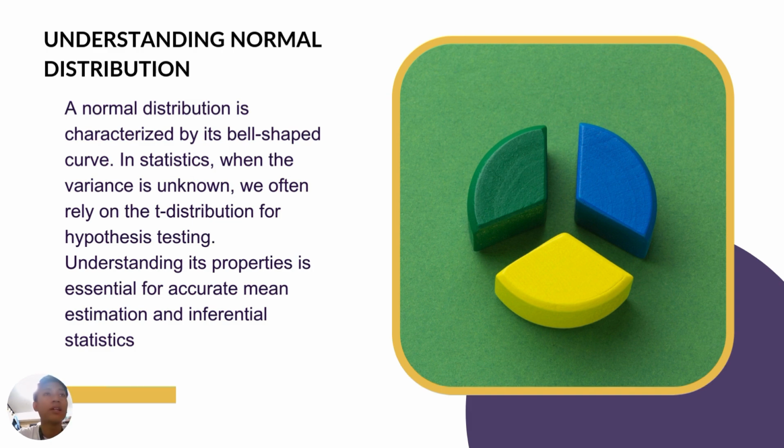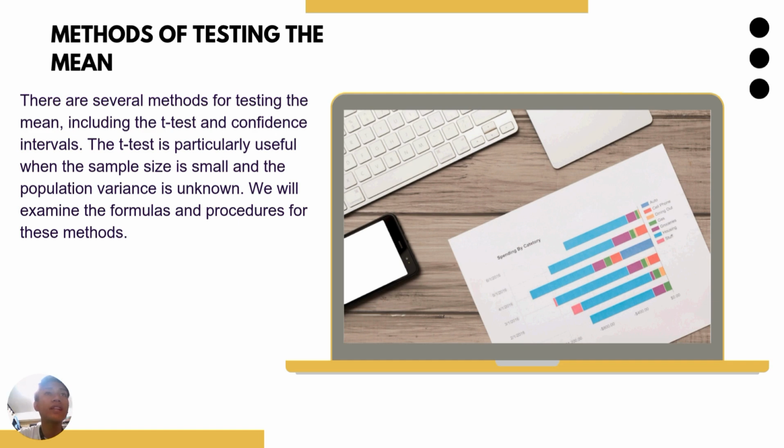Next is methods of testing the mean. There are several methods for testing the mean, including the t-test and confidence intervals. The t-test is particularly used when the sample size is small and the population variance is unknown. We will examine the formulas and procedures for this method.